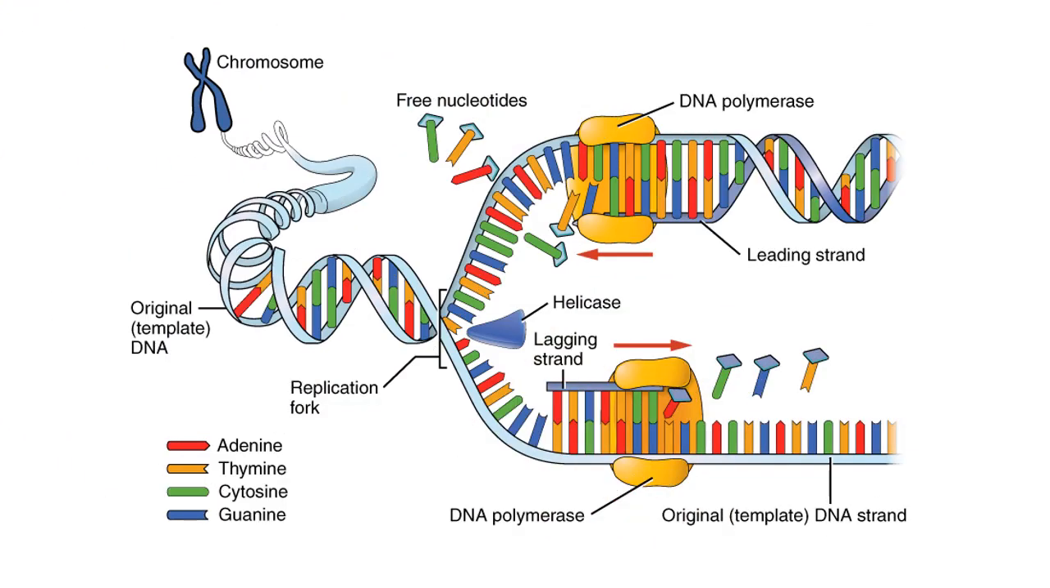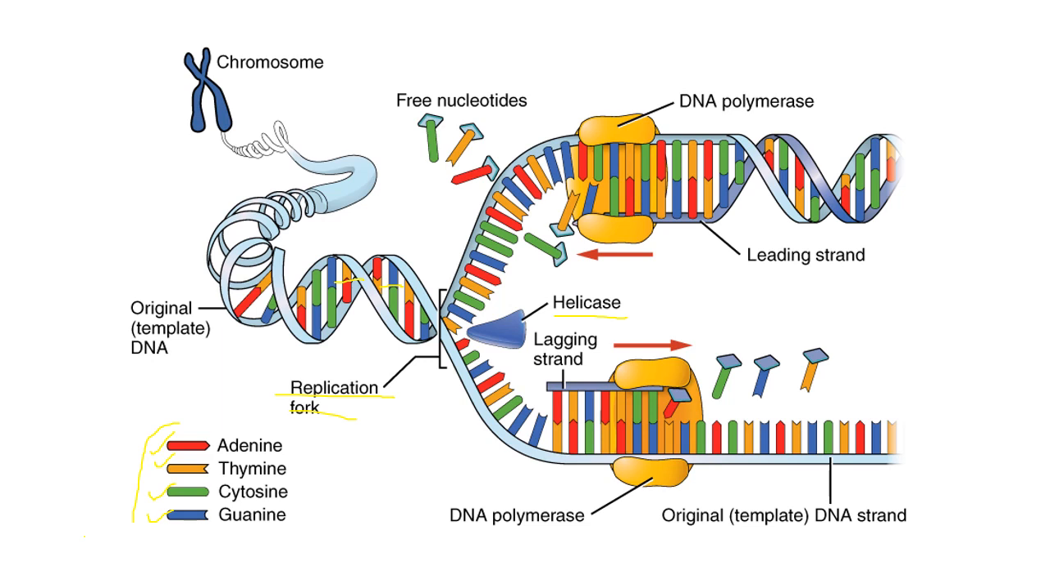So let us take a closer look at DNA replication and learn the role of each enzyme. As we have said, the helicase enzyme works by breaking the hydrogen bonds between the nitrogenous bases to form the replication fork. Let us take a look at the legend here. The red stands for adenine, yellow stands for thymine, green stands for cytosine, and blue stands for guanine.